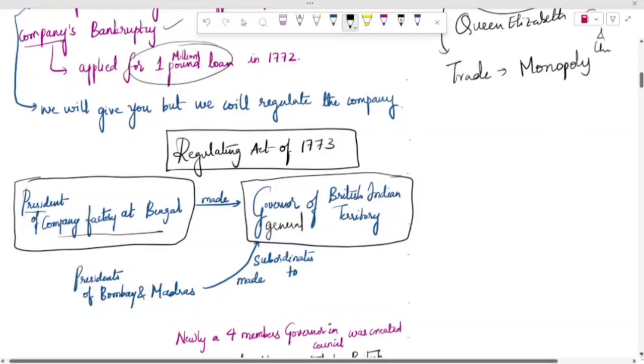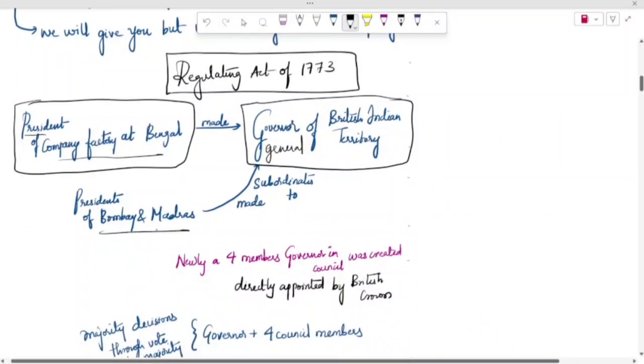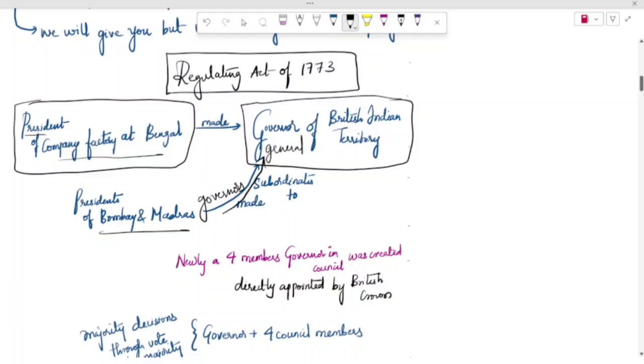And the remaining presidents in Bombay and Madras, the three provinces Bengal, Bombay, Madras, were treated this way: Bengal was made Governor General, and Bombay and Madras presidents were made governors who will be subservient to the Governor General of British Indian Territory. It means they will be subordinate to him. And they also gave a 4 member council. So Governor General plus a 4 member council.